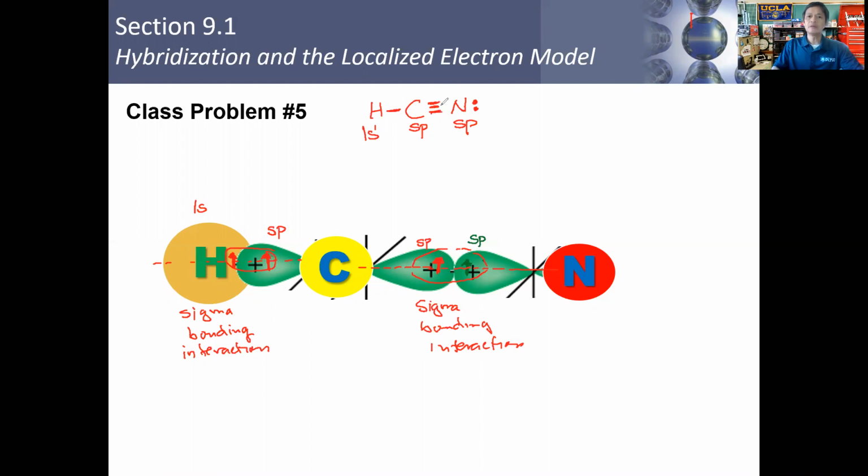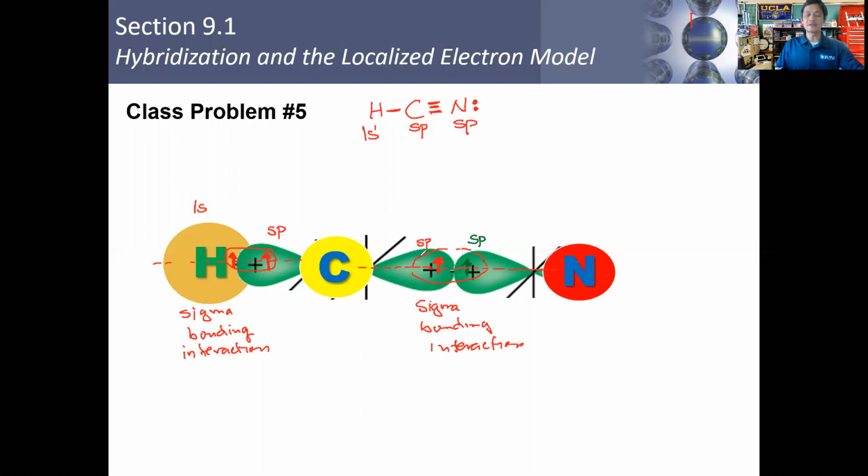So what about the other 2? How are the electrons being shared here? Well, make sure you understand that there are no more hybrid orbitals that form. Whenever an atom is sp hybridized, you only get 2 hybrid orbitals. So carbon's taken one of its sp orbitals and used that to form this single sigma bond with hydrogen.